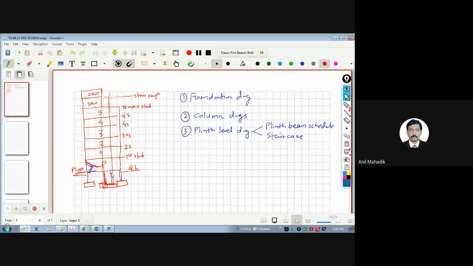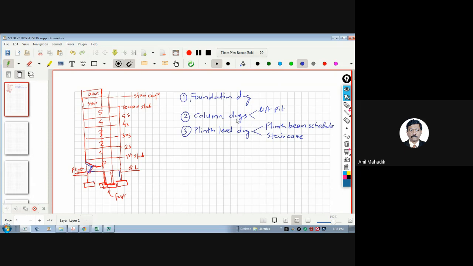That means it goes below the ground also. So our lift starts at the ground level or at the footing level. So this is your footing for the lift. That means in the column drawing, we need to give the details of the lift pit also.